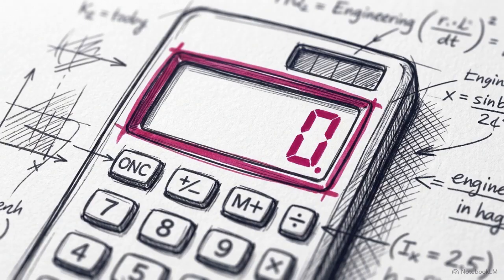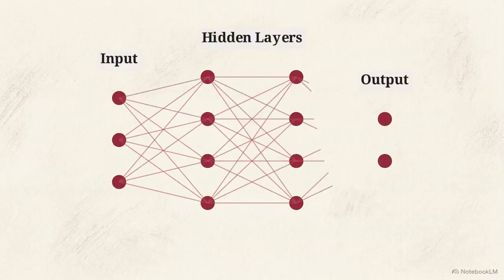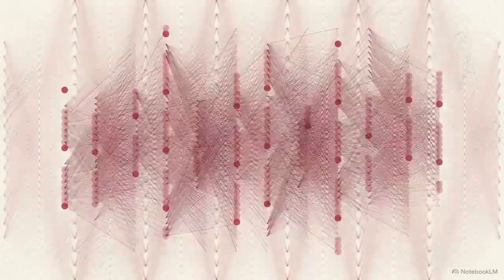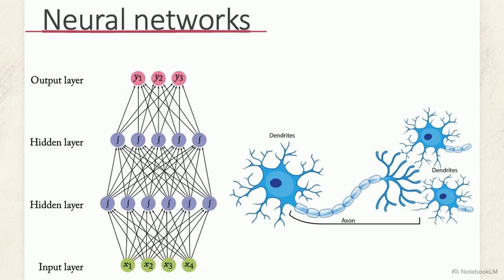On its own, a single neuron is just a tiny calculator making a binary decision. Real intelligence requires stacking thousands of these basic decisions together. This image outlines a multi-layer neural network. An input layer receives data, hidden layers process features, and an output layer delivers the prediction.